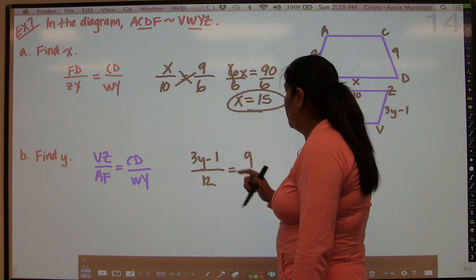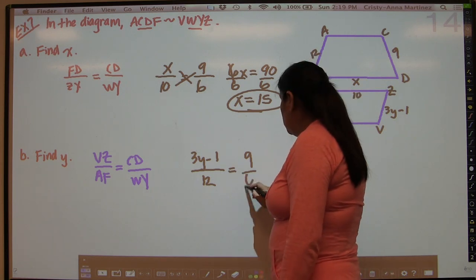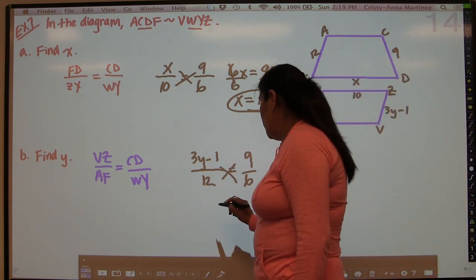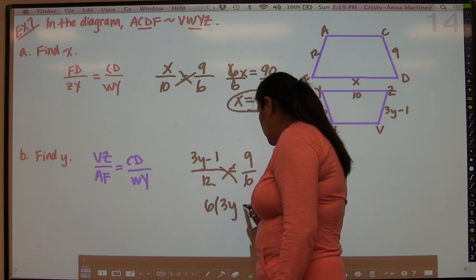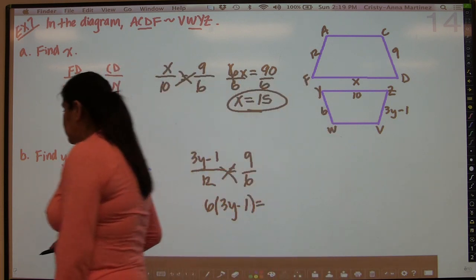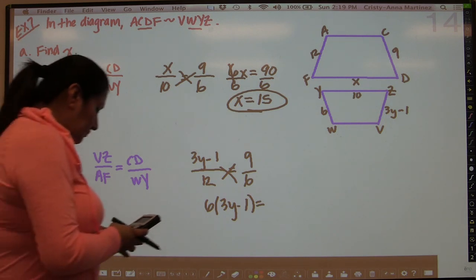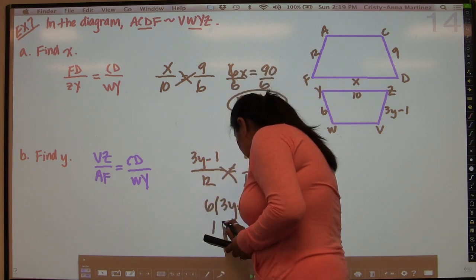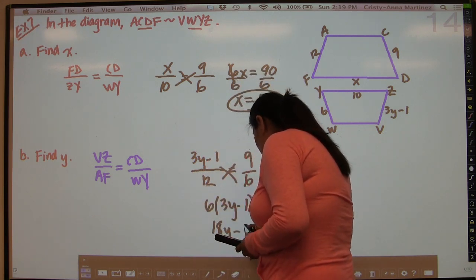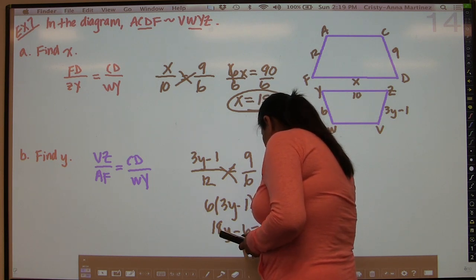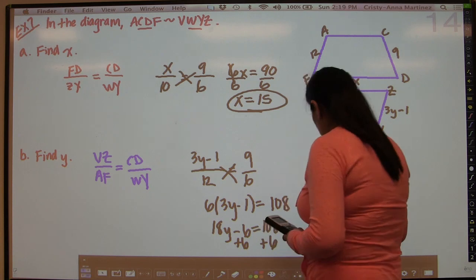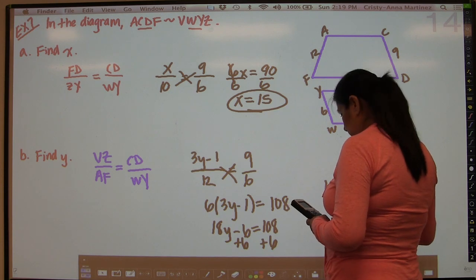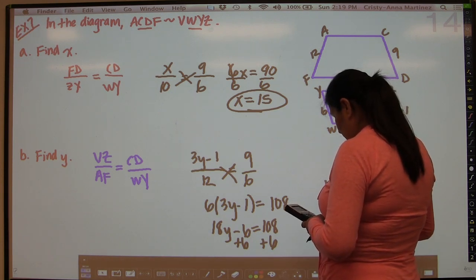Again, you can still see it from the diagram. And WY was 6. Now this is a case, like we saw earlier, where you have a binomial, so you want to be really careful that you go 6 times 3y minus 1. You want to make sure that you distribute that 6 to both the 3y and the 1. 12 times 9 is going to give us 108. So we're going to get 6 times 3 is 18y. 6 times negative 1 is negative 6. We're going to move this 6 to the other side. So we're going to get 18y equals 114. And then we're going to divide that by 18.